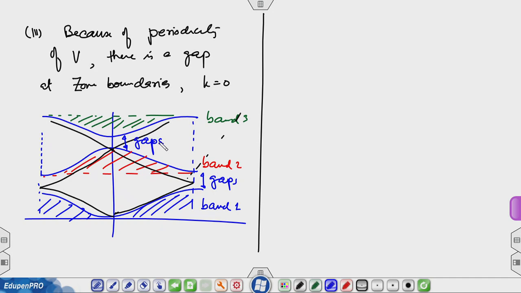And this is all due to the periodicity of the potential, very systematic and pattern wise. Let us now count the number of states in each band.